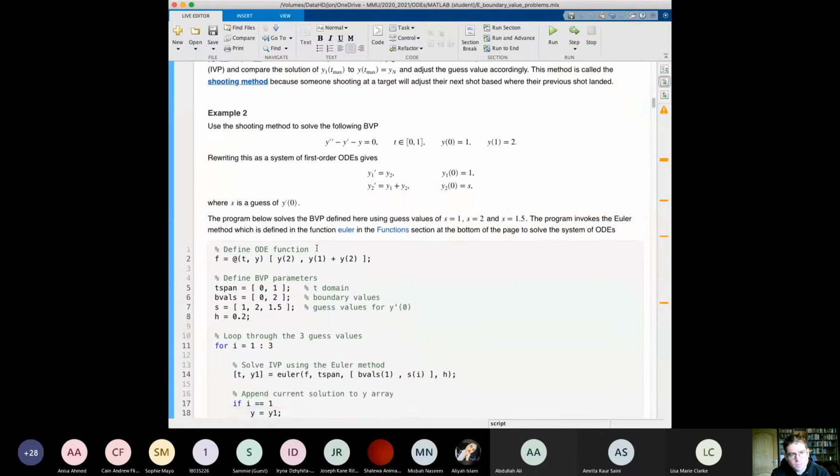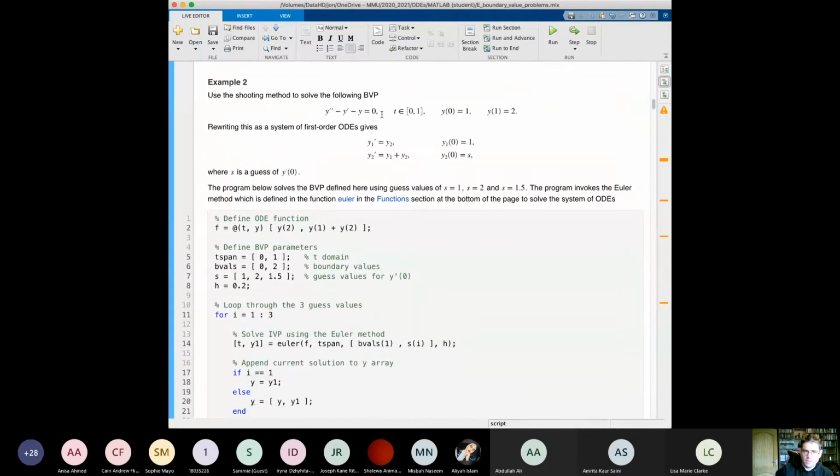Okay, so let's have a look at an example. Here we've got a two-point boundary value problem. A second order ODE, with a domain. The solution at the lower boundary is 1, the solution at the upper boundary is 2. So that's what we're aiming for. We're aiming for our solution for y at the upper boundary to be 2. And we split this into a system of two first order ODEs. We know that our initial value for y1 is 1, and we're going to guess, and we use s for our guess value for y2.